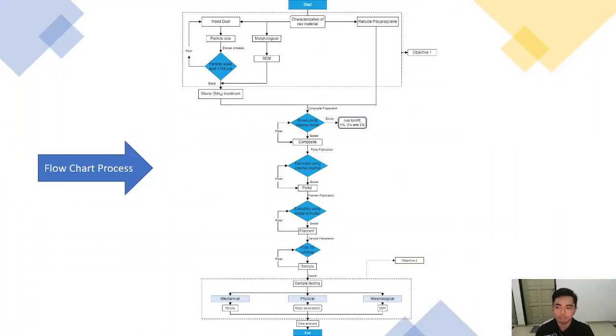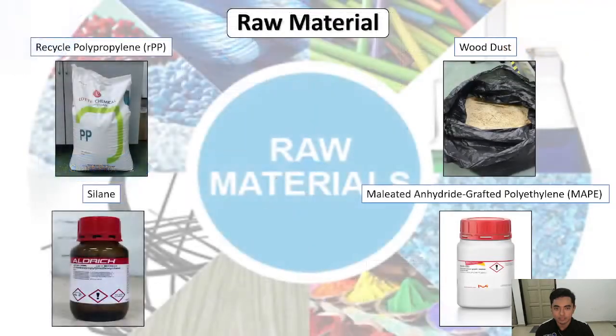Now I will go to the methodology. This is my flowchart process to achieve my research, where you can see the categories of the objectives in the flowchart. For the raw material, we focus on four types of material: recycled polypropylene, recycled wood dust, silane chemical, and also maleic anhydride grafted polyethylene, MAPE.